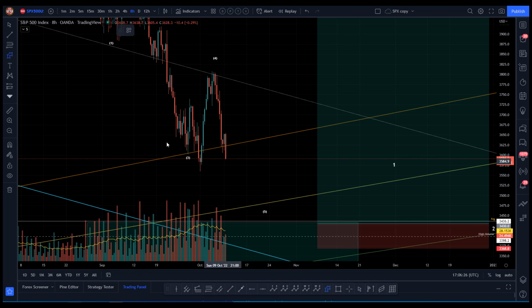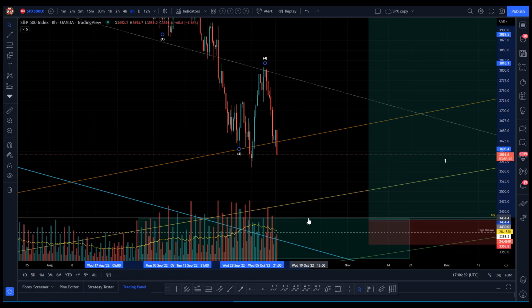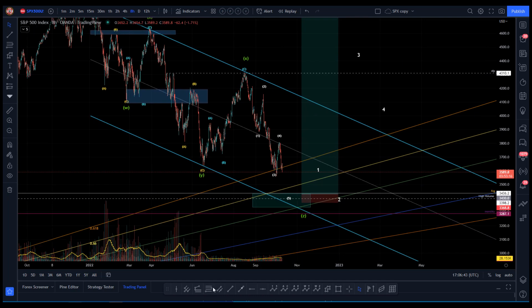It looks like perhaps A, and expand the B, because that looks like a pretty good 3 into the B, and then up for a C into the 4 would get us done here. Now, are we coming down? No, it doesn't look like it's done. So if we pull back here, let's see how these look relative to traditional Elliott.